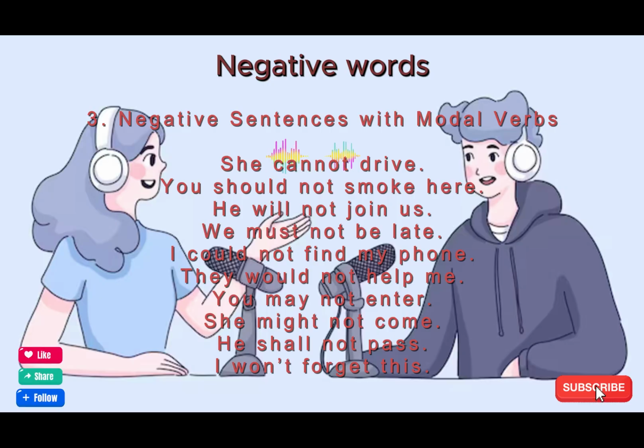Future plans with will. He will not join us. And the contraction, yes, won't. He won't join us. Got it. A strong obligation with must. We must not be late. Or mustn't.